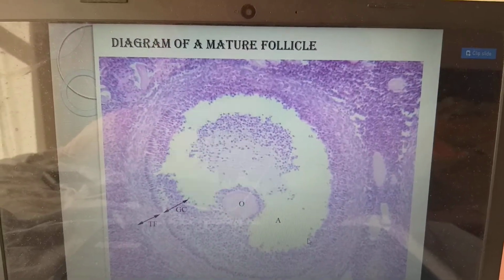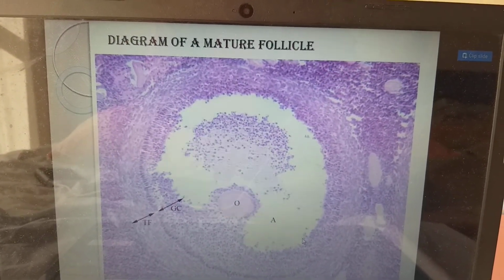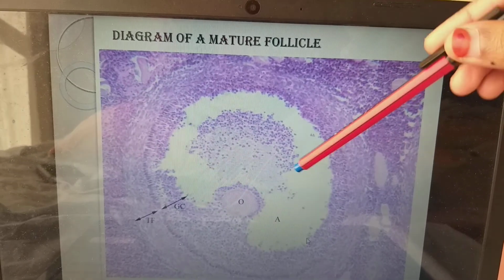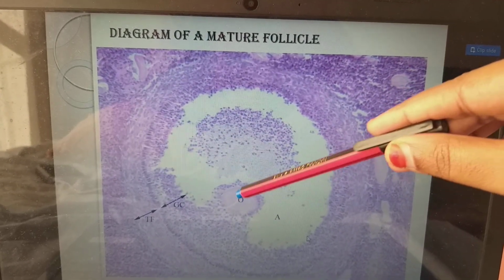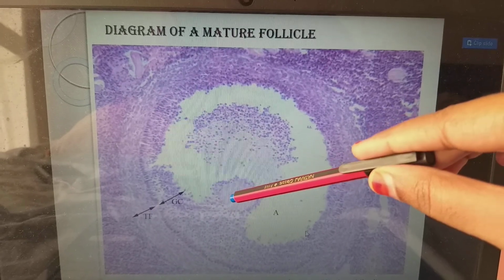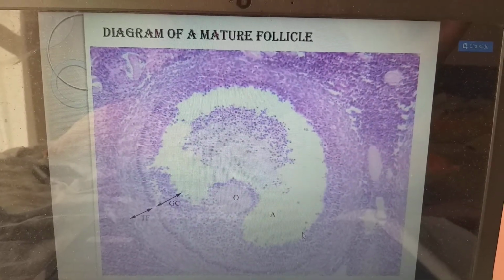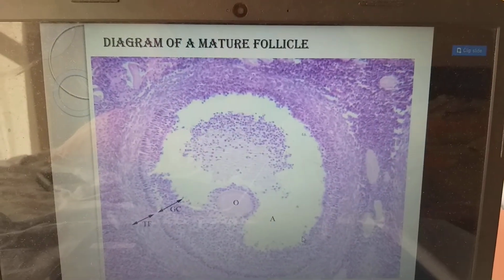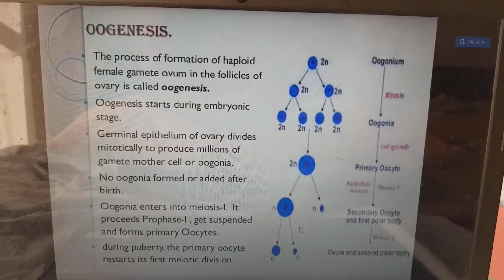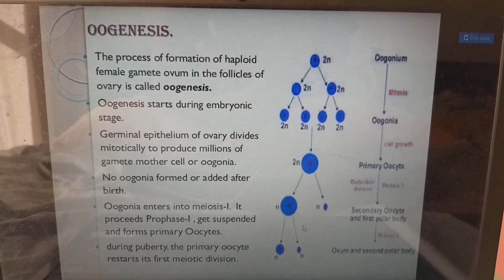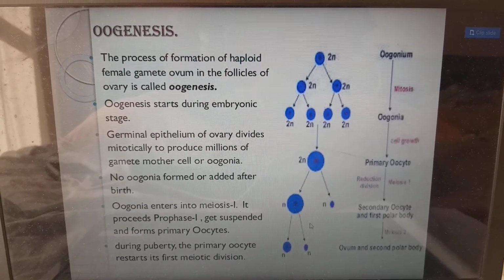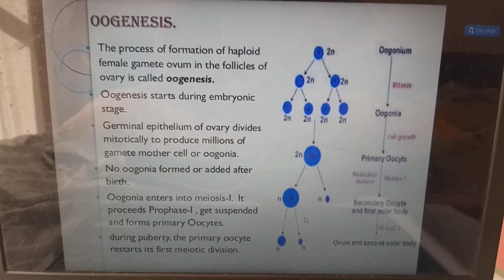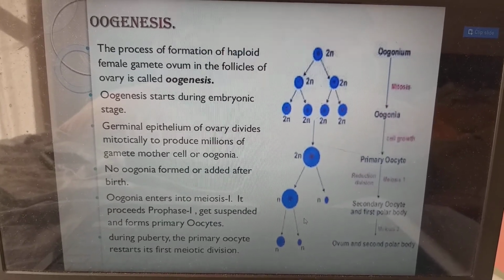And next, this is the diagram of a mature follicle, nothing but the Graafian follicle. In the center we have the ovum. This is the ovum and this is the antrum. And oogenesis: the process of the formation of the haploid female gamete, the ovum, in the follicle of the ovary, we call oogenesis. Oogenesis starts during the embryonic stage.